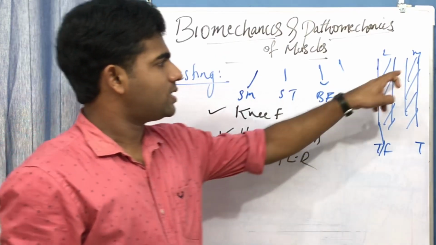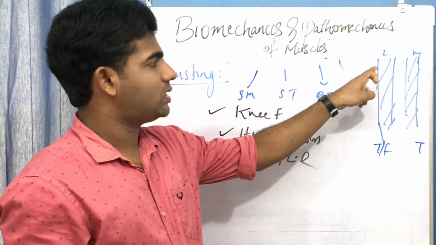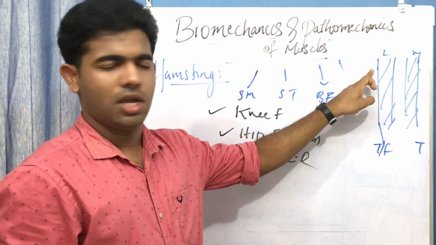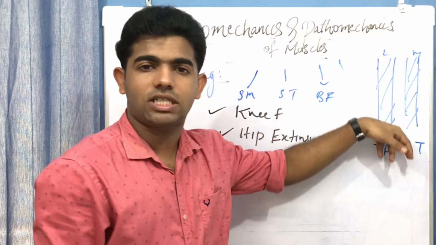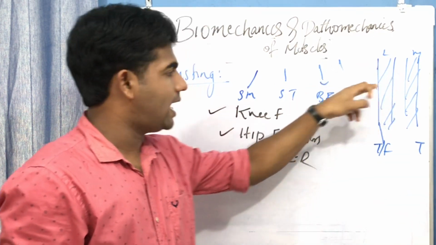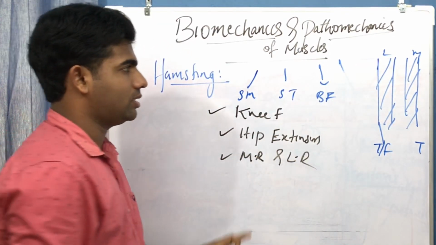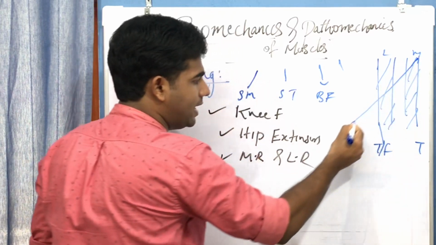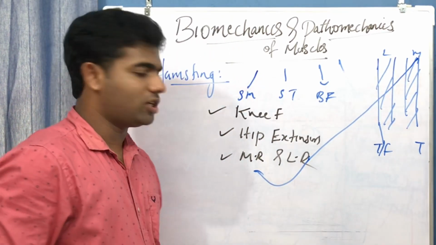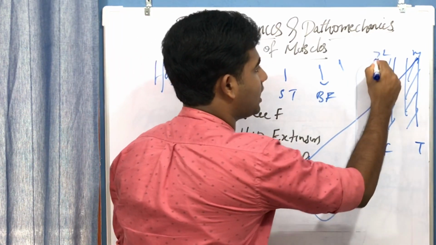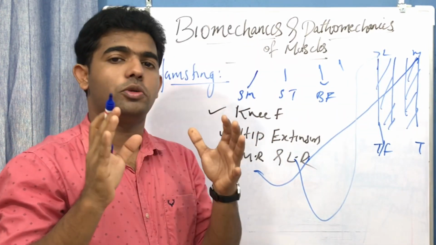Same, these muscles are semimembranosus, semitendinosus, and this one is the biceps femoris. According to their origin and line of action, they have a different role in either medial rotation or lateral rotation. The muscles seen on the medial side help in production of medial rotation. Very good. The muscles seen on the lateral side are capable of producing lateral rotation.